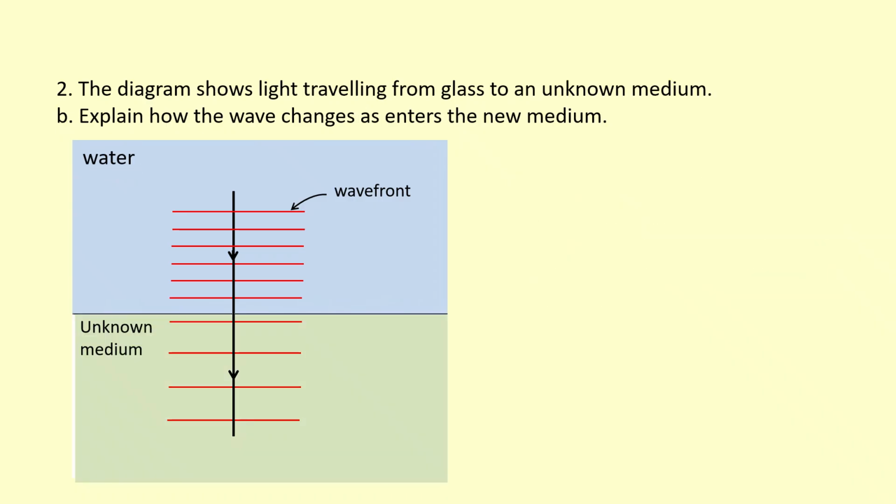Part B, explain how the wave changes as it enters a new medium. And here we've got water and then it's going into an unknown medium. Well, we can see the waves are further apart. So the wavelength is increasing. And we can show them using the distance between the wavefronts. And that means the speed is probably increasing as well. What doesn't change is the frequency. The frequency remains unchanged.